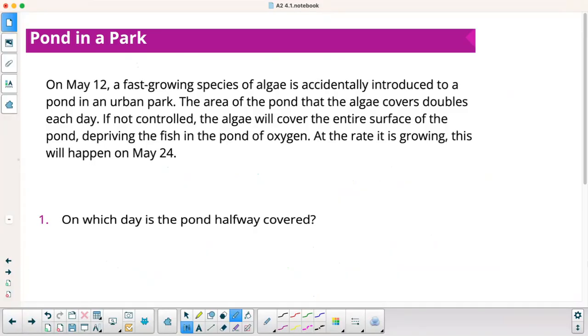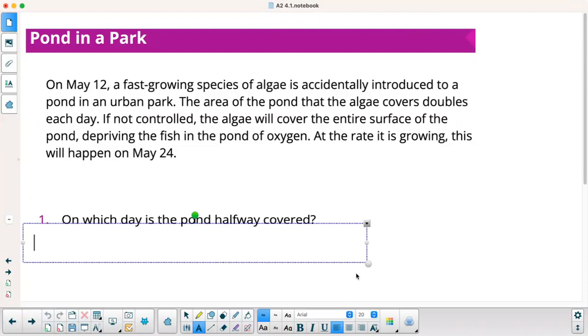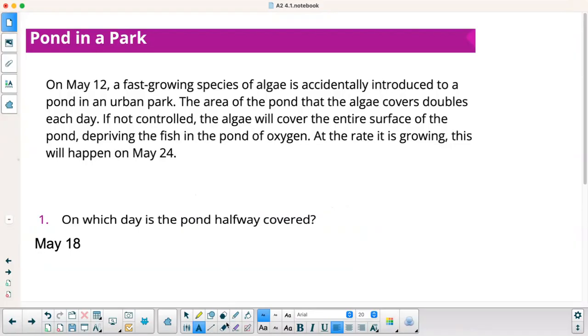When I teach this lesson in my classroom, a lot of students say, oh, halfway to May 24th would be May 18th? But that is wrong. So do not say May 18th. I'm going to write it down and I'm going to cross it off. That is not right. That is wrong. Now, if it was linear, like if it was going up in a straight line, it would. But I want you to think about this here.